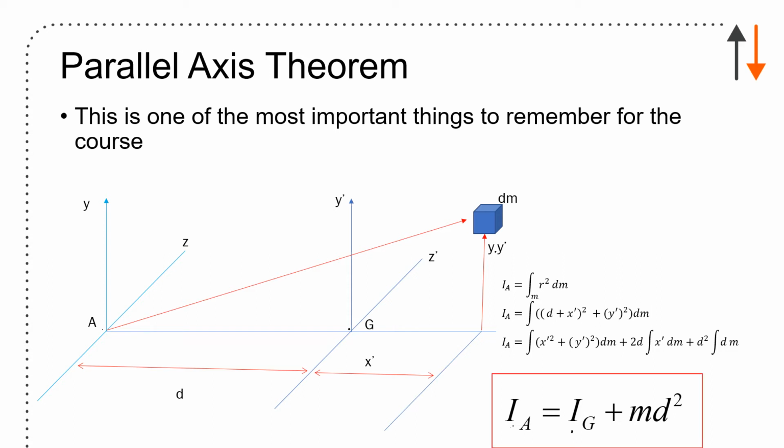Now, it's important to understand Ig does not equal IA plus md squared. It is specific to the derivation that got this result. And so it's important that you understand how you get these numbers. And this last term, because it's about the center of mass, 2d times the integral of x prime dm, is going to have half the mass at negative x prime and half the mass at positive x prime, and this term will go to 0.